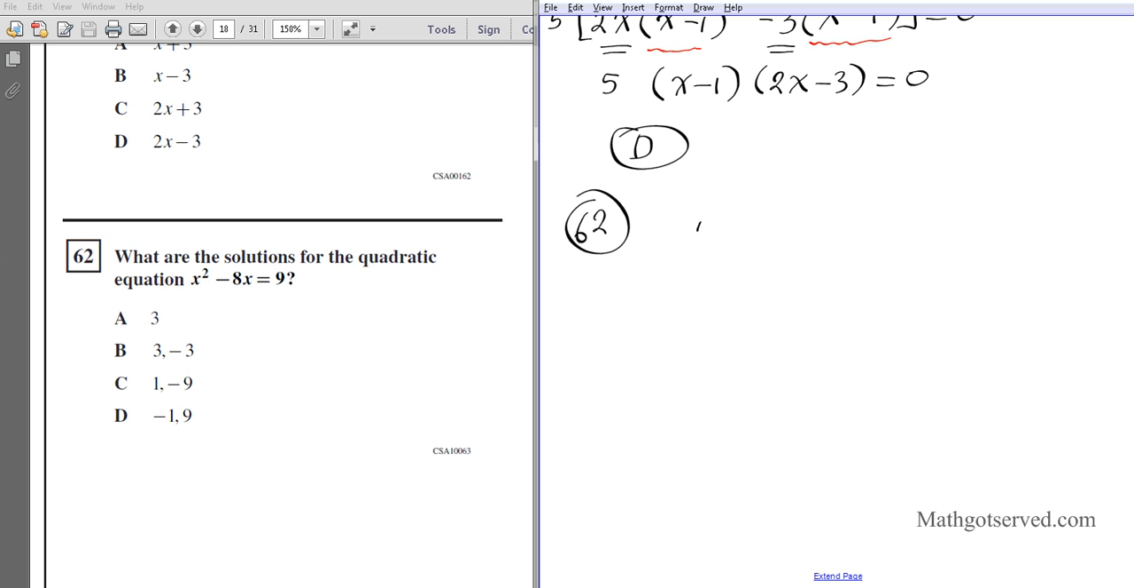This is the equation I'm going to check. x squared minus 8x equals 9. So let's test A.